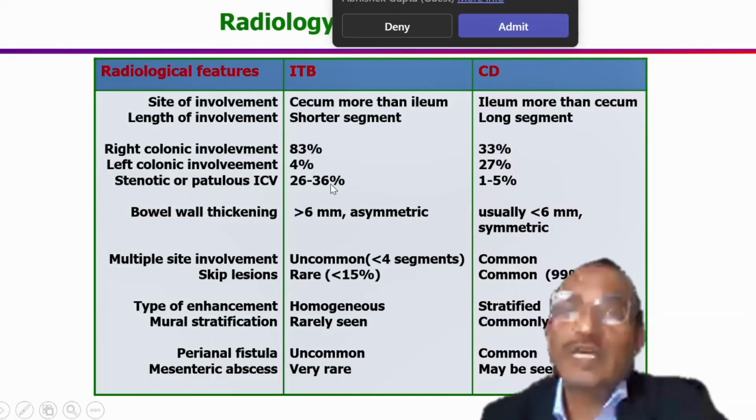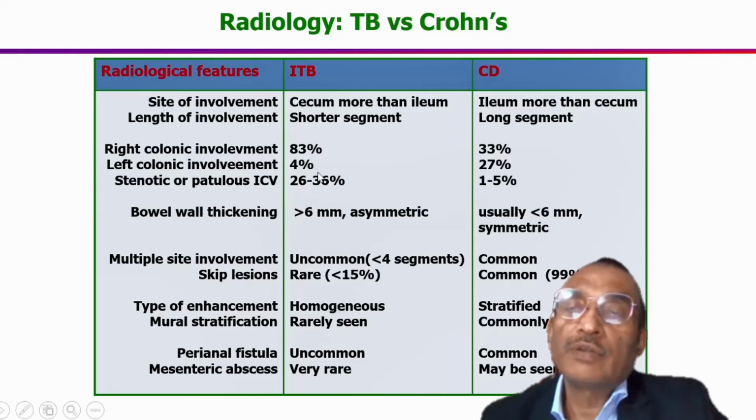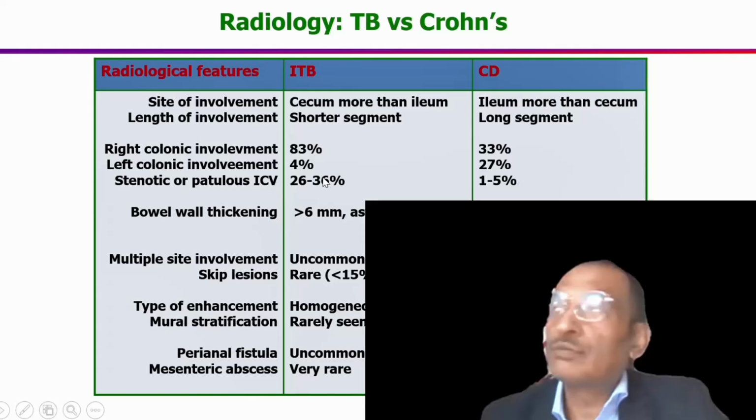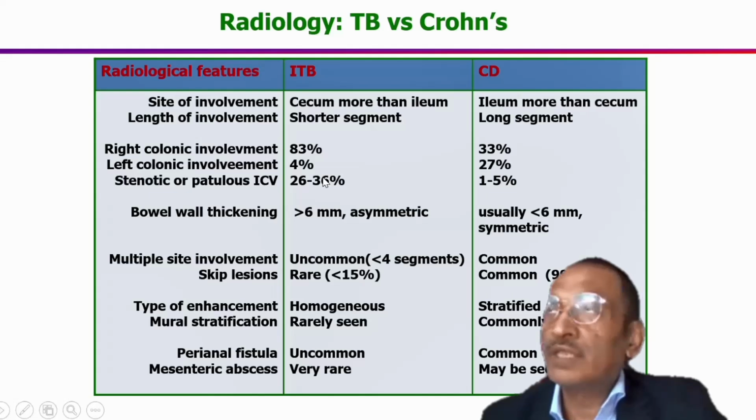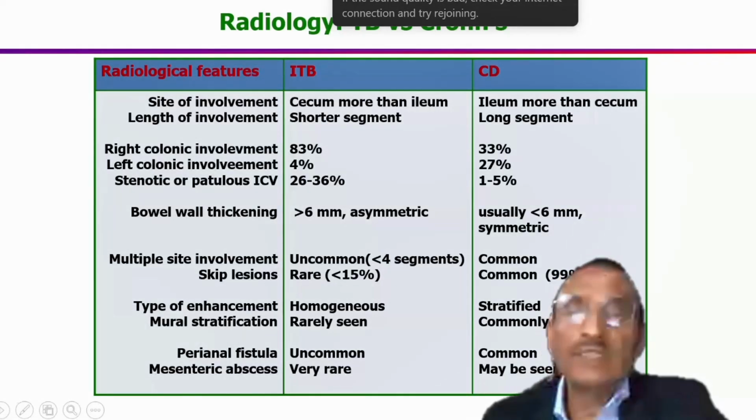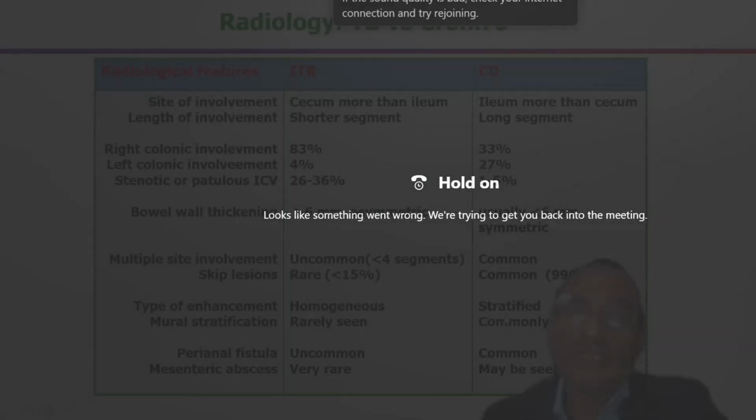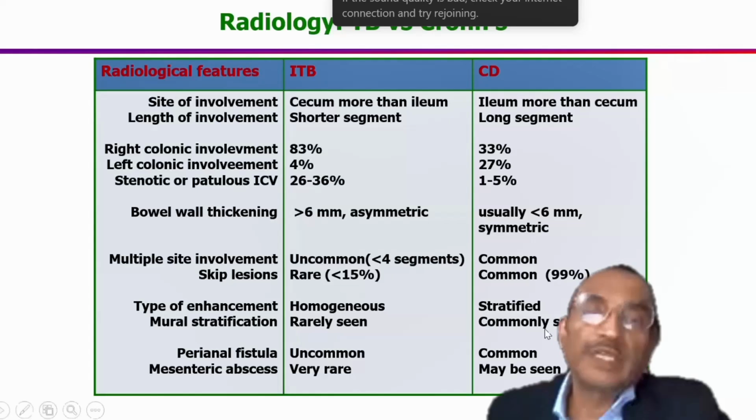And the patulous IC valve, how do you recognize? I explained to you already. So that will be seen in homogeneous in TB and stratified in case of Crohn's disease, and mural stratified seen in less than 10% of cases where it's common in Crohn's disease.